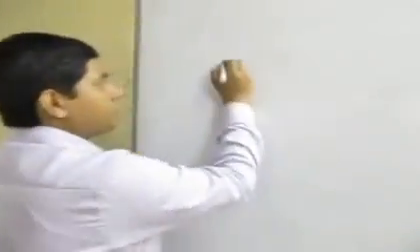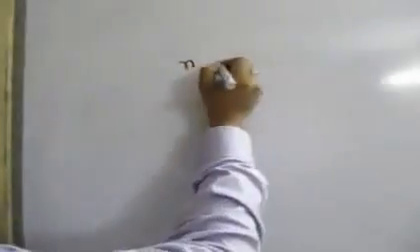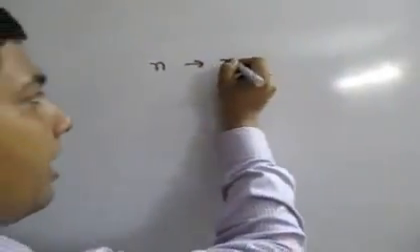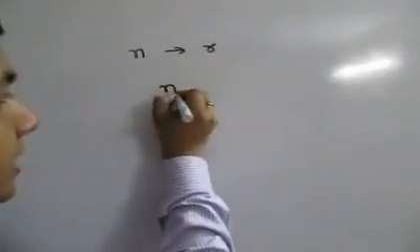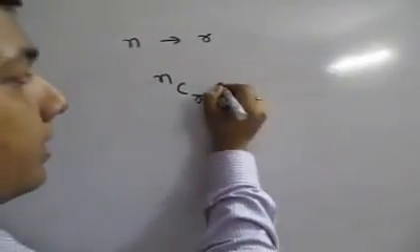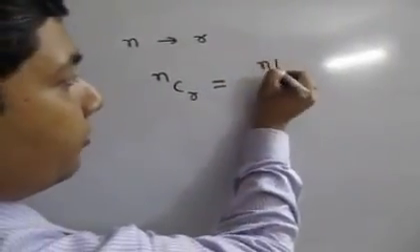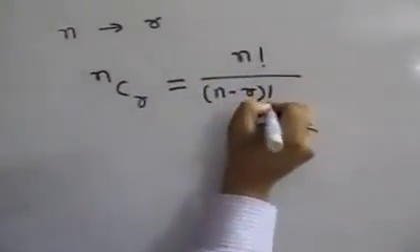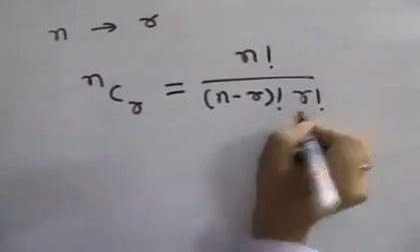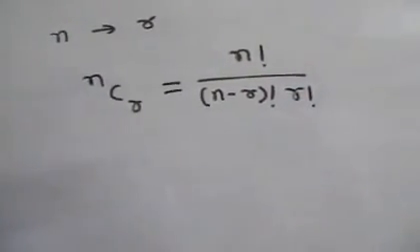First we will discuss selection. If I have n friends and out of n friends I want to call r friends, or I have to select r friends out of n friends, in how many ways can I do that? The formula says it is NCR, and NCR is equal to n factorial by (n minus r) factorial into r factorial.